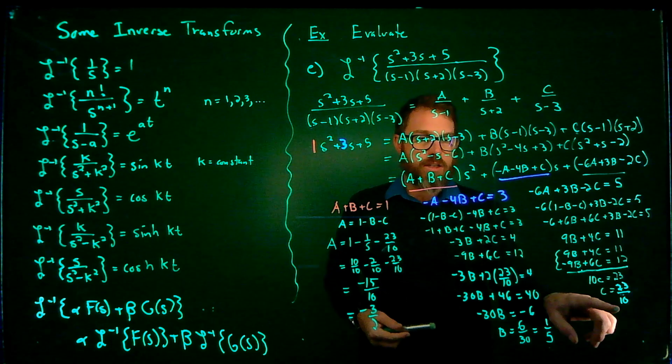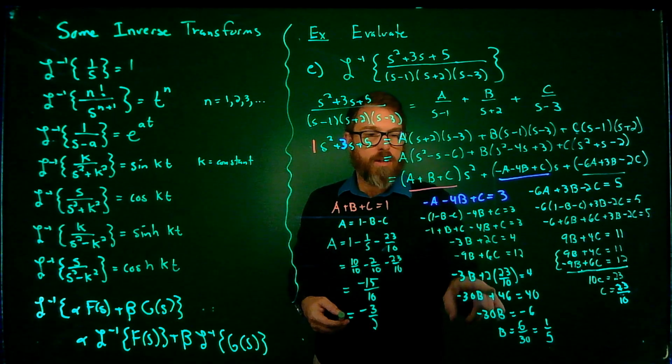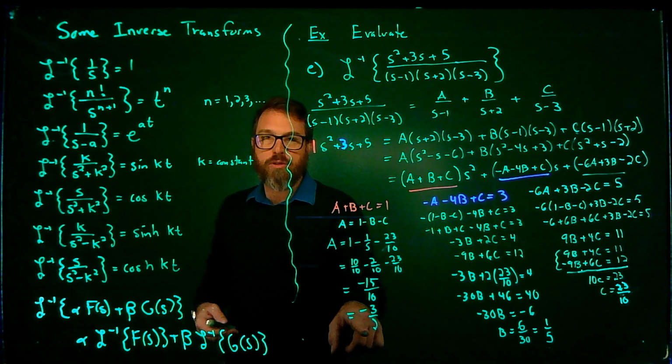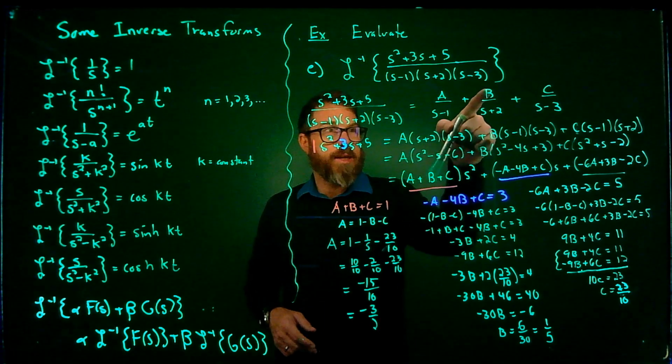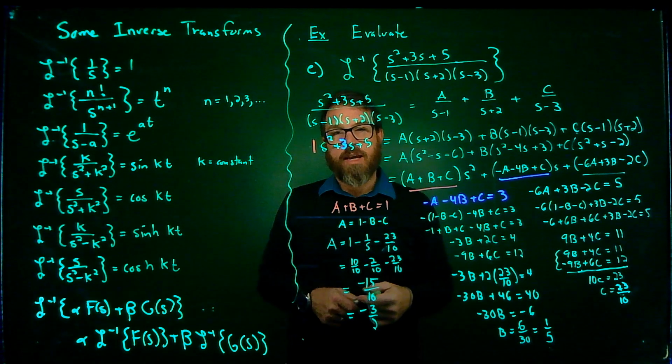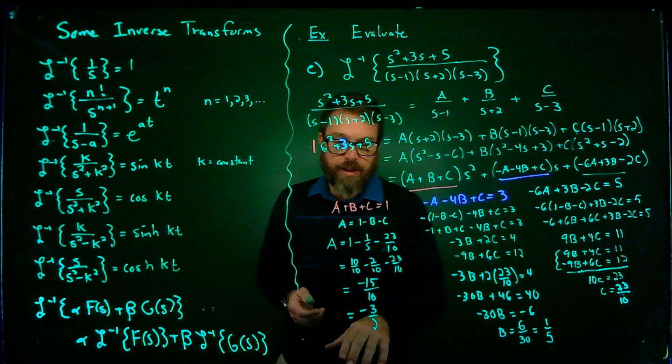Adding these things allows me to get c, back substituting allows me to get b, and then back substituting again allows me to get a. So now we have the values of a, b, and c. Let's put these things in, and finally find the Laplace inverse.